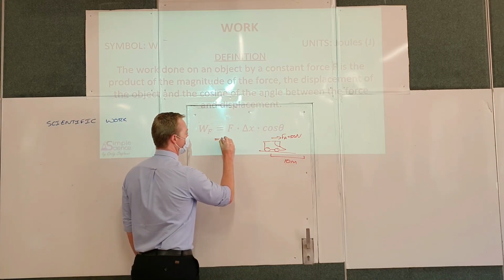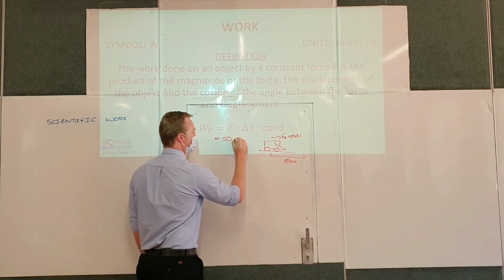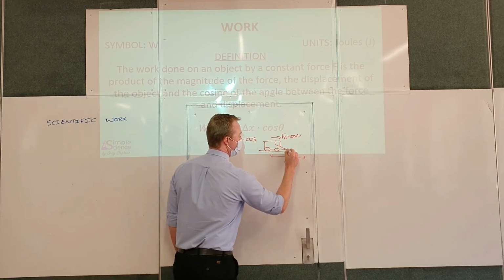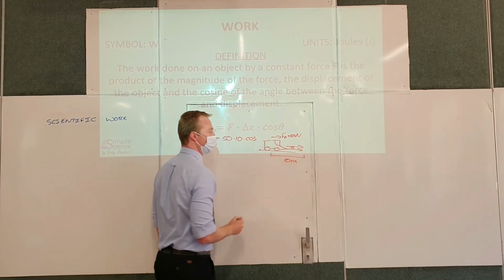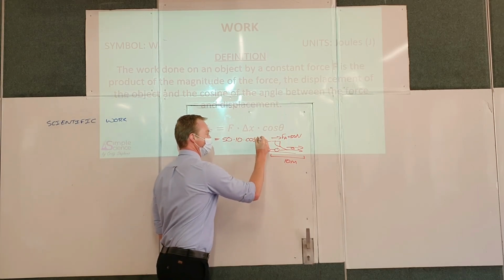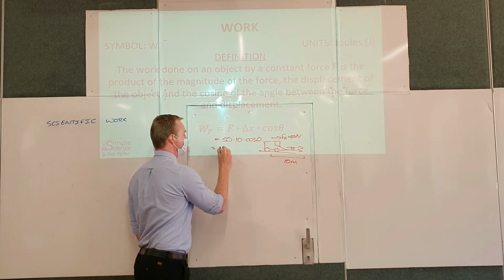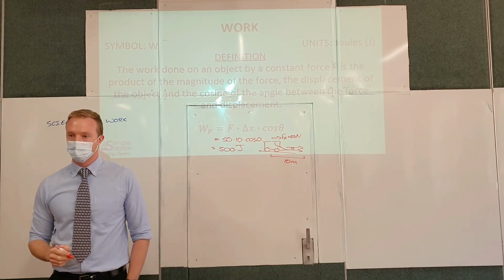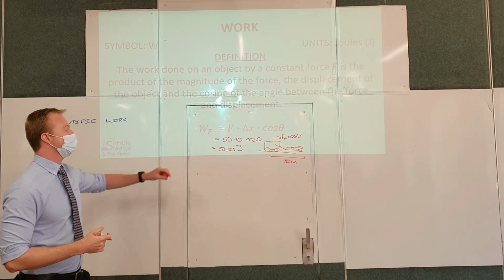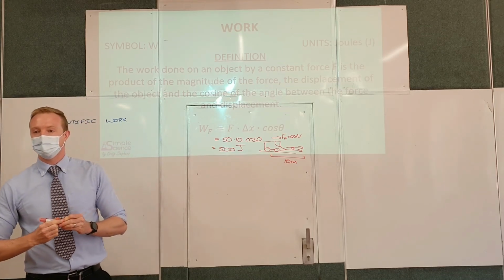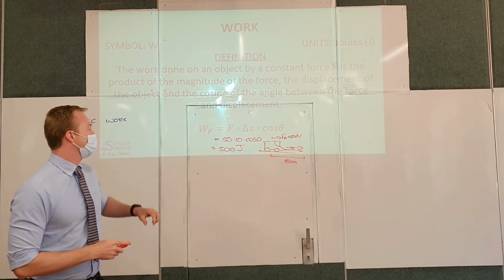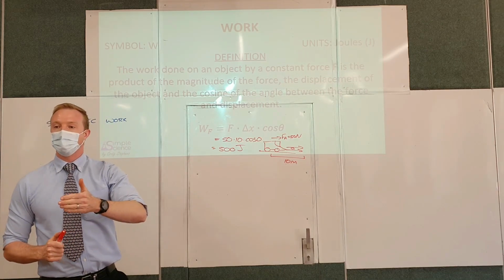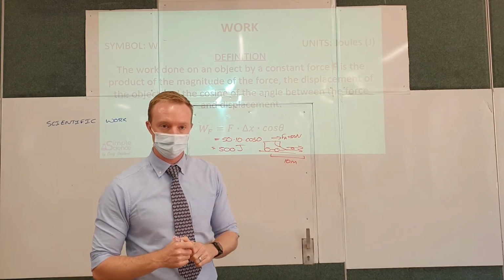So our work done is then the applied force of 50 newtons multiplied by the displacement of 10 multiplied by the cosine of the angle between them. If both are in the same direction, that means the angle between them is 0 degrees, and cos of 0 is 1. And so we can say that the work done by this force is then 500 joules. So work should be seen as a form of energy, which is why it has the unit joules. And the main reason why this is important is because we need to start seeing work as a way of transferring energy from one object to another.